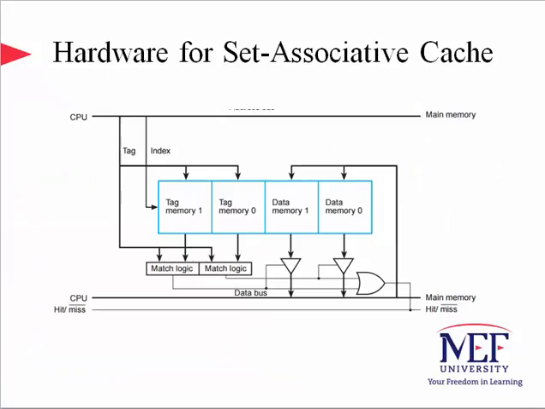Here is the partial hardware for a set-associative cache. As you can see, there are only 2 matching circuits, 2 sets for both tags and data. The rest of the logic is pretty easy and neat, so I'll basically leave it to you to understand the details of this logic block diagram.